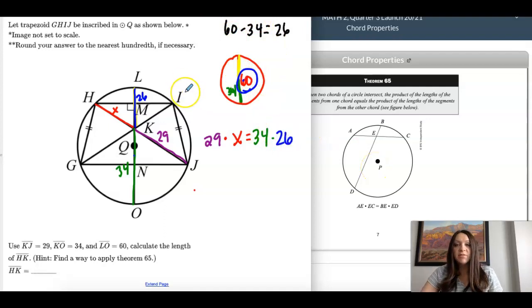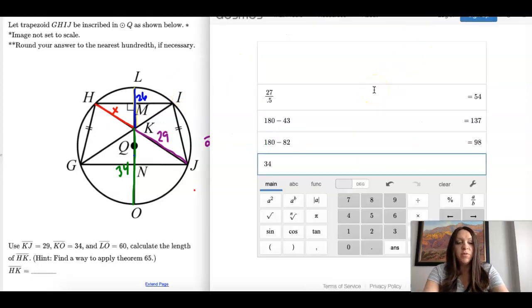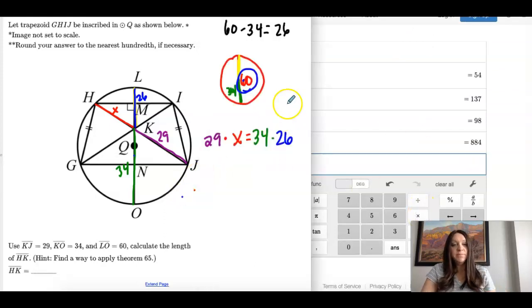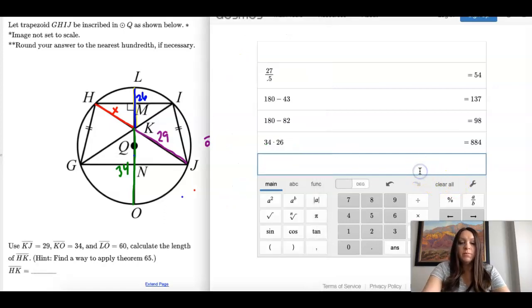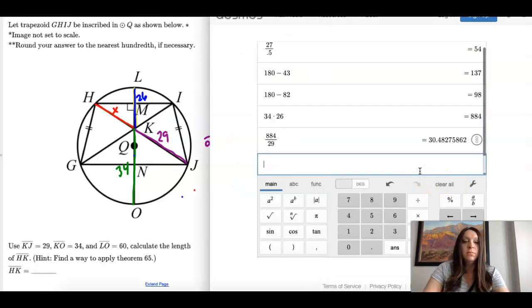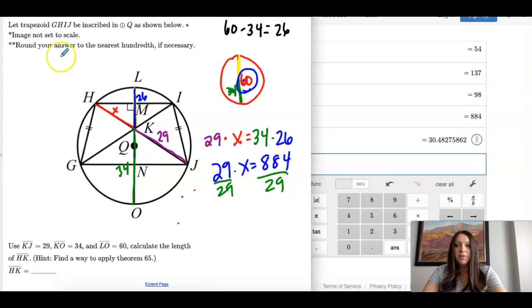And now we're going to solve. So calculator, 34 times 26 is 884. So to solve for that, I would divide by 29 to get my answer. So round your answer to the nearest hundredth if necessary. So you would type in 30.48.